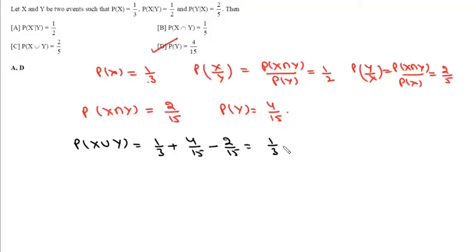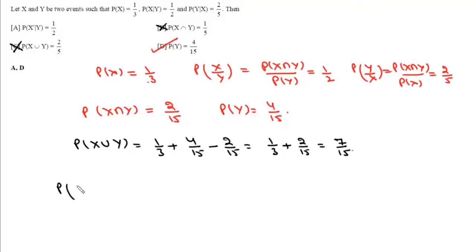Now this is 1 by 3 plus 2 by 15, which is 7 by 15. That means this option C is incorrect. Now P(X intersection Y) is 2 by 15, not 1 by 5. So that means this option is also incorrect.